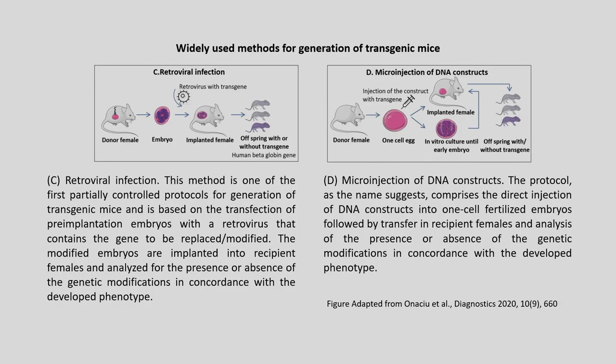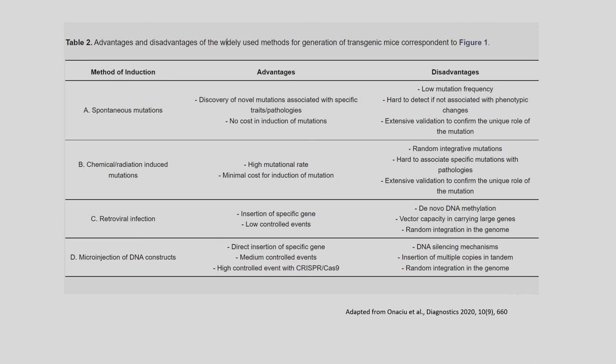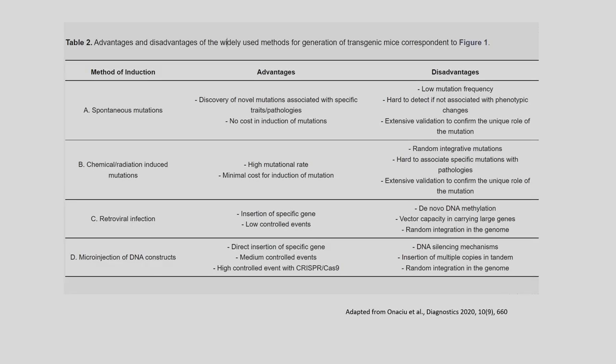While in the case of microinjection of DNA constructs, the protocol, as the name suggests, comprises the direct injection of DNA constructs into one cell fertilized embryos, followed by transfer in recipient females and analysis of the presence or absence of the genetic modifications in concordance with the developed phenotype. All these methods have certain advantages and disadvantages in the generation of transgenic mice. For example, spontaneous mutations have the advantage of discovery of novel mutations associated with specific traits and pathologies, and there is no cost in induction of the mutations. However, the disadvantage is that such natural mutation frequencies are very low, and hard to detect if not associated with phenotypic changes. Extensive validation to confirm the unique role of the mutation is required.